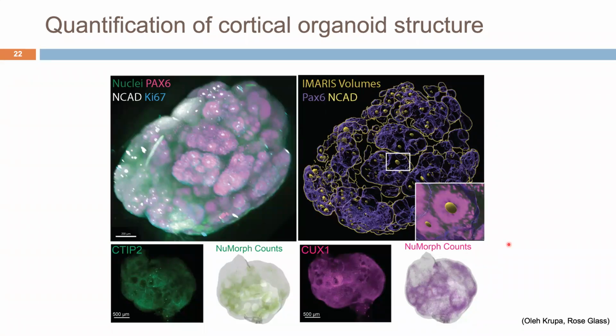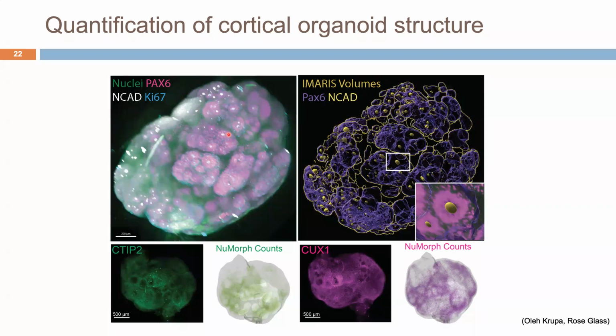So we have applied NuMorph to count cells in organoids, and this seems to work reasonably well for neuronal markers like CTIP2 shown here, and then NuMorph counts here, and CUX1 shown here, and NuMorph counts here. These label lower layer neurons and upper layer neurons. However, cells that are really densely packed, like the neuroprogenitor marker PAX6, do not seem to be accurately segmentable with our current combination of imaging resolution and our segmentation tools.